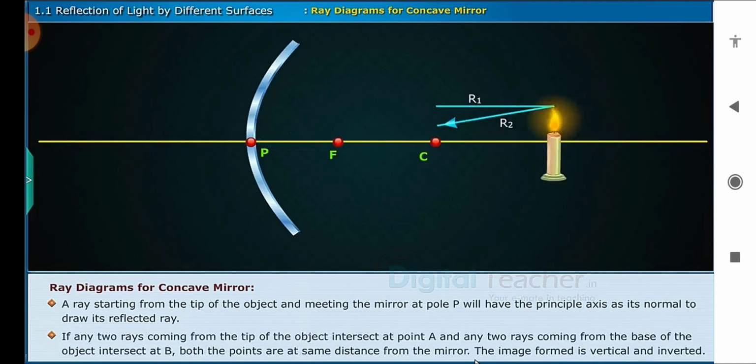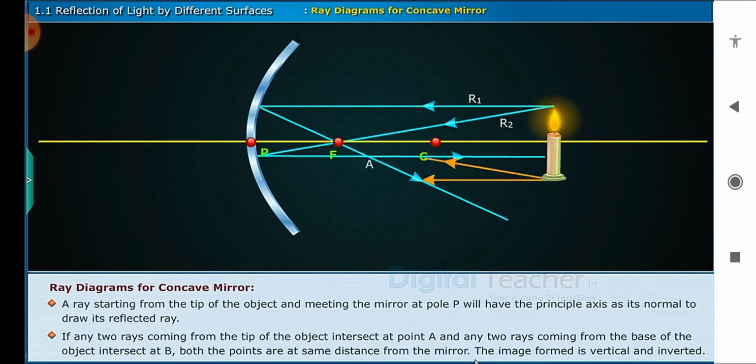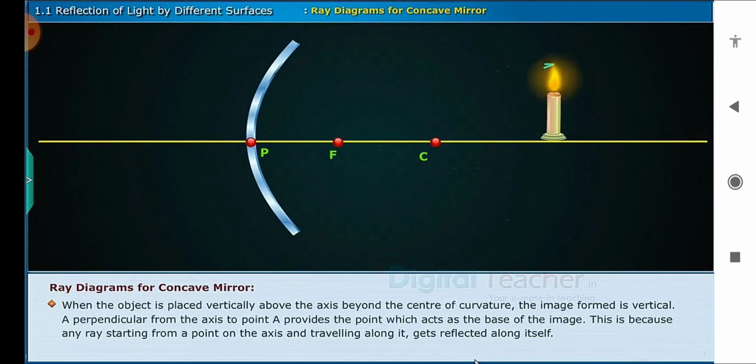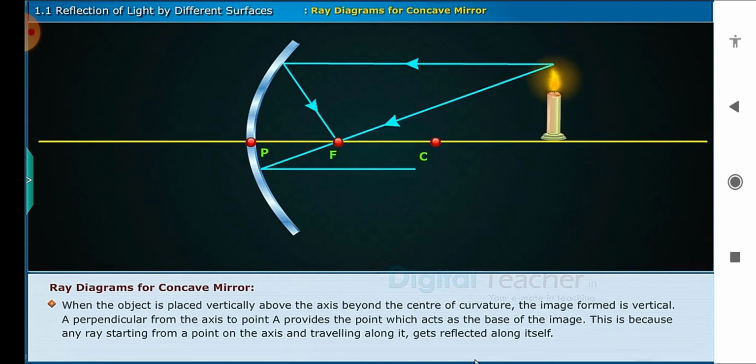If any two rays coming from the tip of the object intersect at point A, and any two rays coming from the base of the object intersect at B, both the points are at the same distance from the mirror. The image formed is vertical and inverted. When the object is placed vertically above the axis beyond the center of curvature, the image formed is vertical. A perpendicular from the axis to point A provides the point which acts as the base of the image. This is because any ray starting from a point on the axis and traveling along it gets reflected along itself.